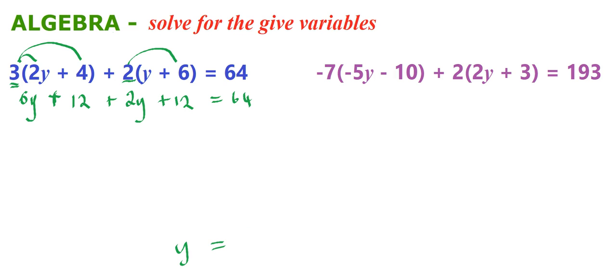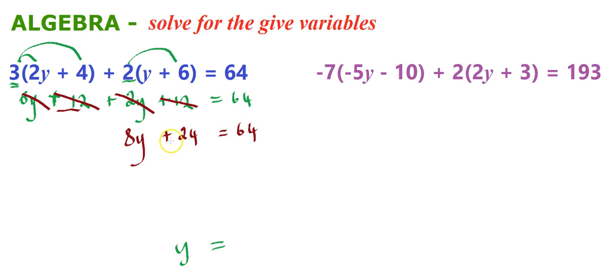So let's get there. First step here is to simplify, and we do that by gathering like terms or collecting like terms. So we've got 6y plus 2y, so that's going to be 8y. We've got positive 12 plus 12 is positive 24, and that will equal 64.